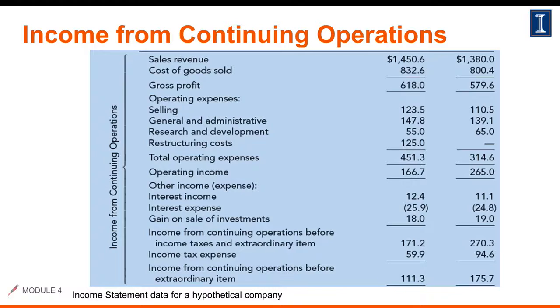So let's review a sample income statement reflected in this slide. In the middle of the slide, you'll notice we have operating income. That's basically $167 million this year versus $265 million the year before. It decreased by almost $100 million. So the key question is why? Well, two lines above that, you'll notice a line called restructuring cost, which is a value of $125 million in the current year. This is that separate line item we discussed a few moments ago.